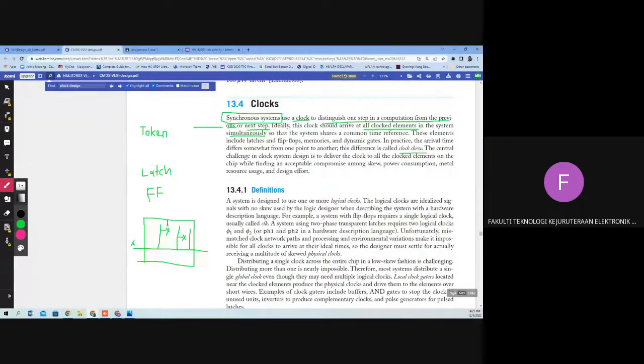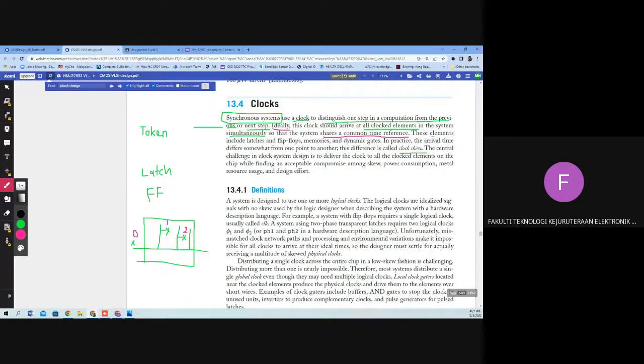That's ideal. We want it to arrive at different locations, for example location number 1, location number 2, and the main location, for example 0, at the same time. But that's ideal. Ideal means that it does not happen in practice, due to the delay. So that the system shares a common time reference. From locations 1, 2 and 0, they share the same time reference.